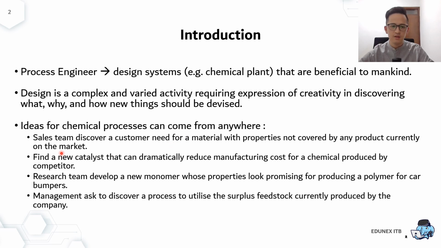For example, a sales team discovers a customer need for a material with properties not covered by any product currently on the market. Or you can find a new catalyst that can dramatically reduce manufacturing costs for a chemical produced by a competitor. Your research team could develop a new monomer whose properties look promising for producing a polymer for car bumpers. Or your management asks you to discover a process to utilize the surplus products currently produced by the company.